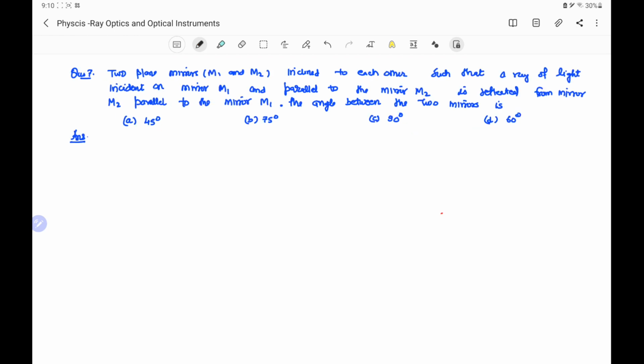Next question: two plane mirrors M1 and M2 are inclined to each other such that a ray of light incident on mirror M1 and parallel to M2 is reflected from the mirror M2 parallel to mirror M1. It is given that there are two mirrors M1 and M2, and suppose these are inclined at an angle of theta, which we have to find.